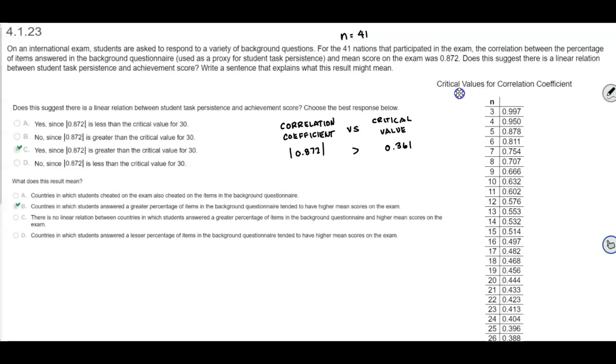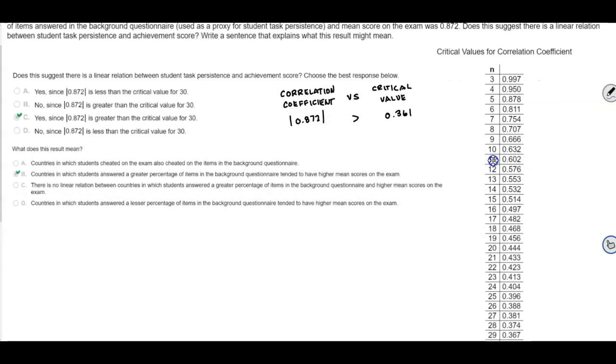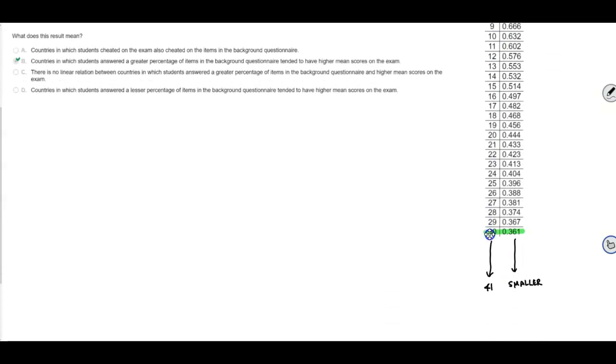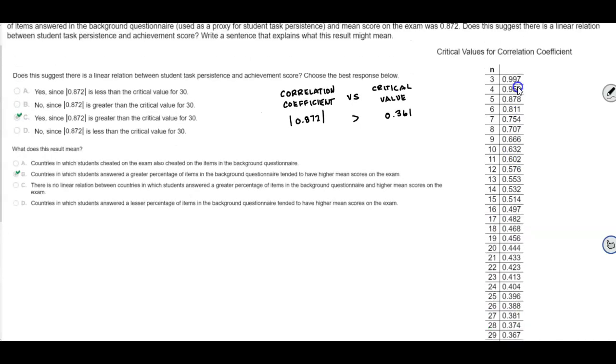So now we need to look at our critical values for the correlation coefficient and search down the column of n and find out where we see 41. Now, if we go all the way down to the bottom, we can see that 41 is greater than the value of 30. And if you look at the critical values, they decrease as you keep going higher with the number of n. So that means that this is going to get smaller. So even though we don't know what that number is, we know that whatever n equals 41, this number is going to be even smaller than this number here.